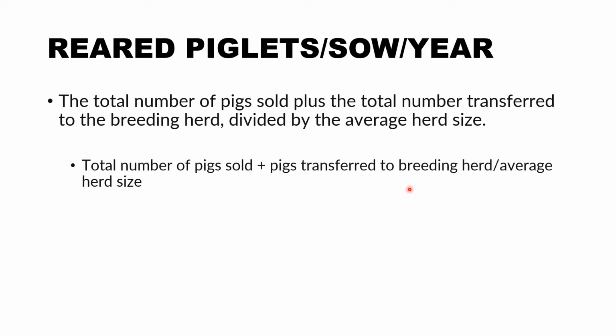Now, when we say reared piglets per sow per year, this is the total number of pigs sold plus the total number transferred to the breeding herd divided by the average herd size. So, that's it. Total number of pigs sold, how many you sold, like for this month, let's assume, plus the pigs transferred to the breeding herd, how many were transferred as breeders, divided by the average herd size. So, that's the reared piglets per sow per year. Reared, because it assumes you could have sold them or made them breeders.